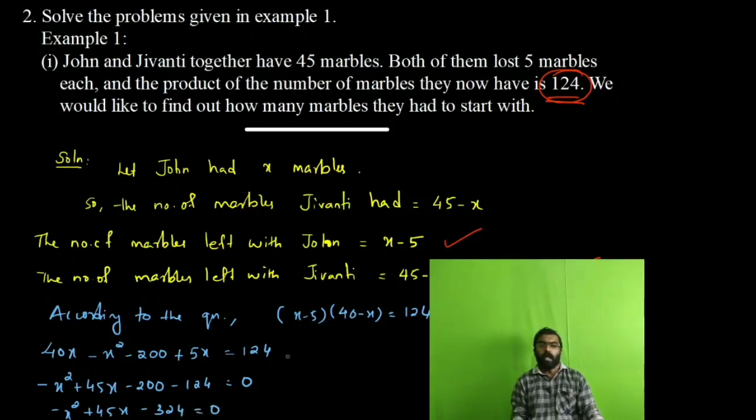Now we can multiply the entire equation by minus 1. So multiplying by minus 1, what we get is x square minus 45x plus 324 is equal to 0. This is the required quadratic equation. Now we have to solve this quadratic equation in order to get the value of x. For that we can go for the method of factorization, that means the splitting the middle term method we can apply here.